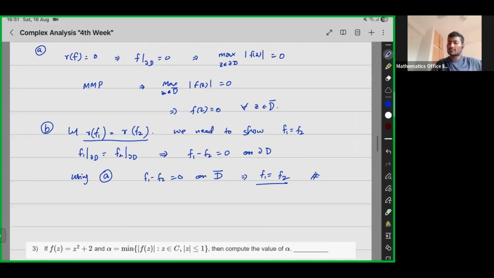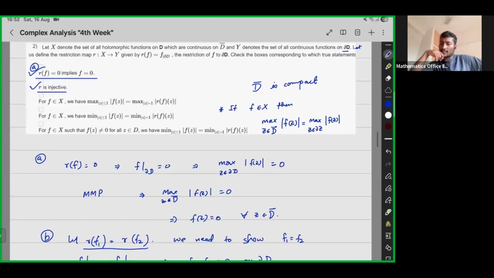We can see the next question now, part C. For f in X, since f is a holomorphic function on D, we have the maximum on D bar of modulus of f equal to the maximum on the boundary. This is nothing but the maximum modulus principle. So this is correct. This was proved in the class.